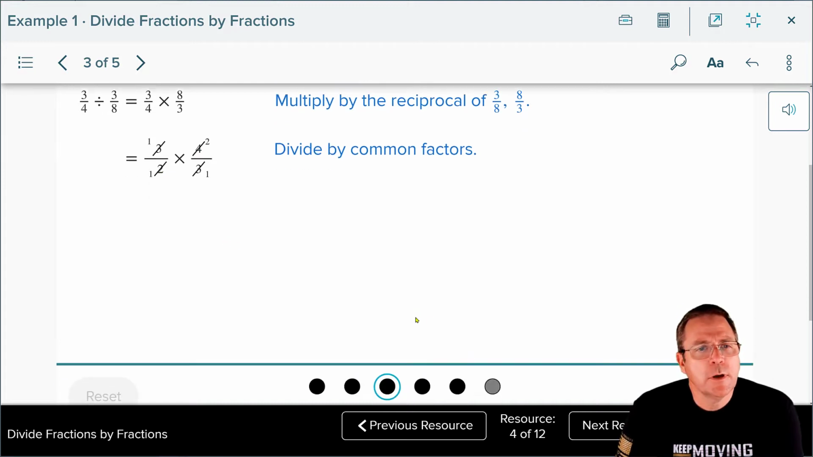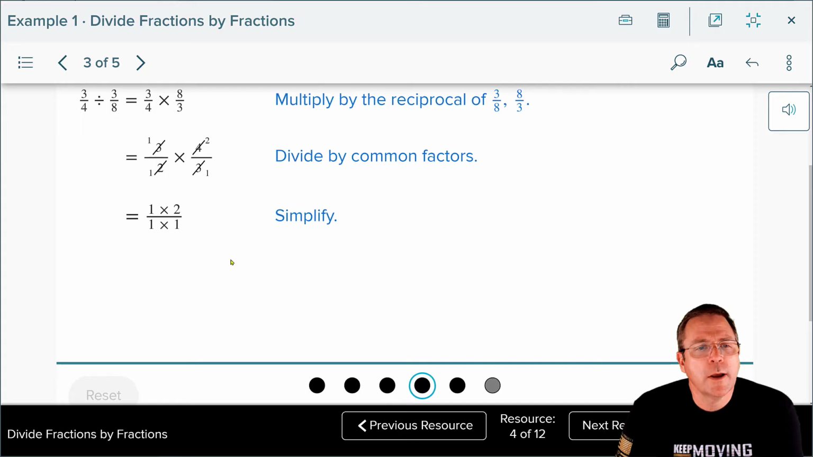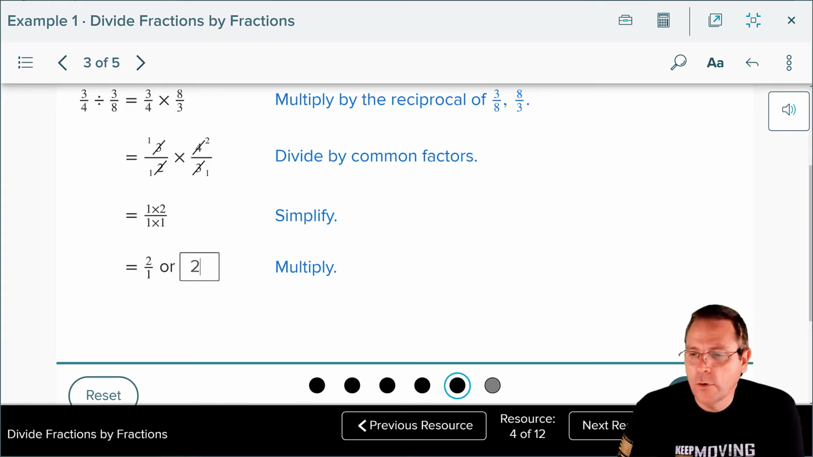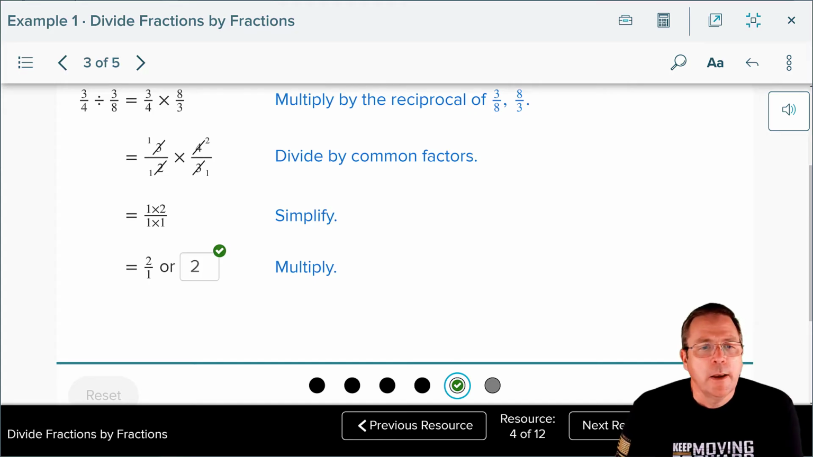And the last thing we're going to do is multiply the numerator times the numerator, 1 times 2, and the denominator times the denominator, 1 times 1. That's going to give you the final answer of 2/1, also known as 2. Now, that means that 3/4 divided by 3/8 is going to be 2.